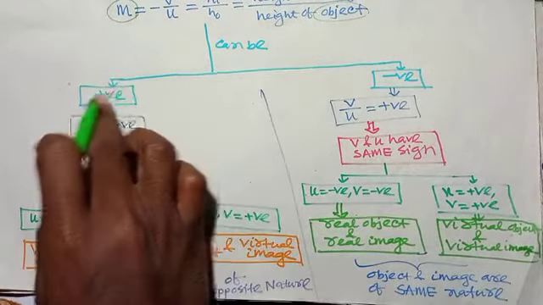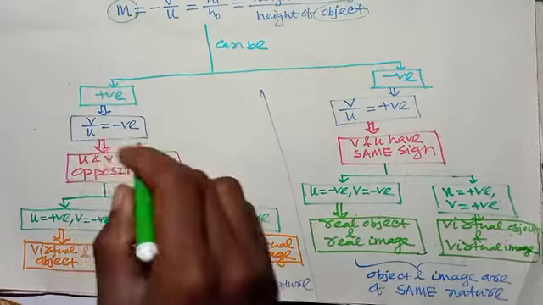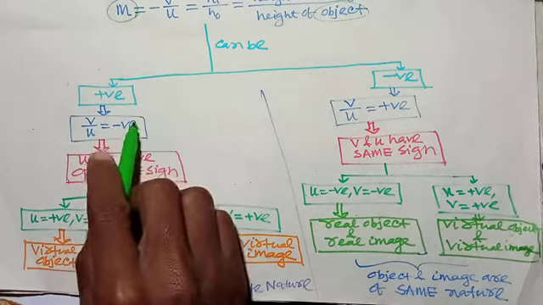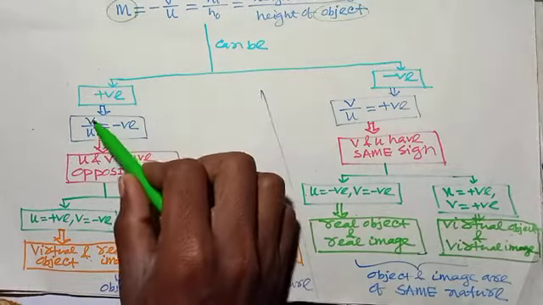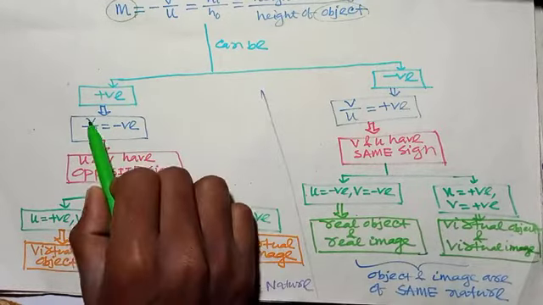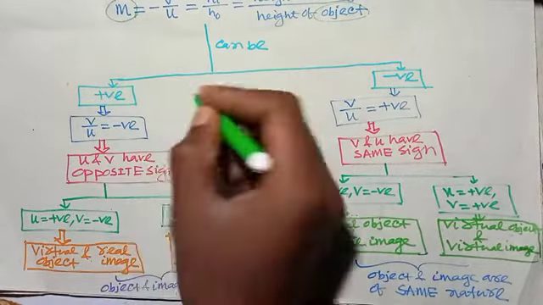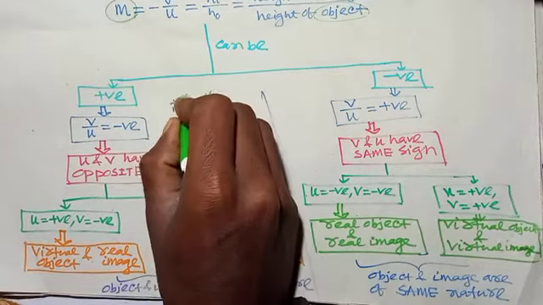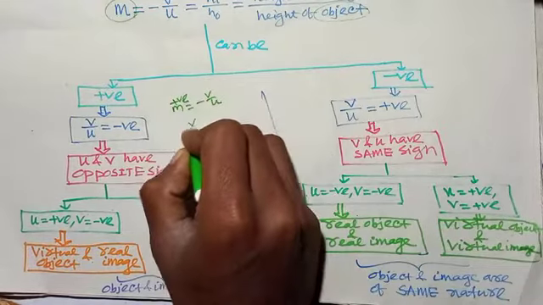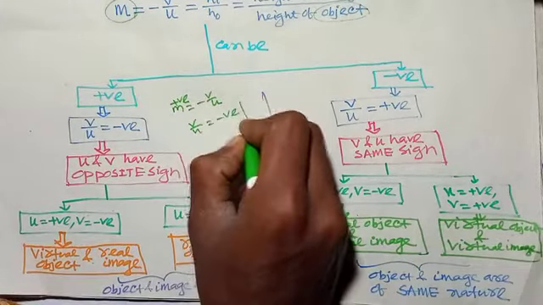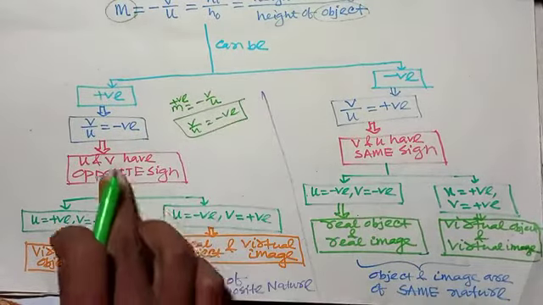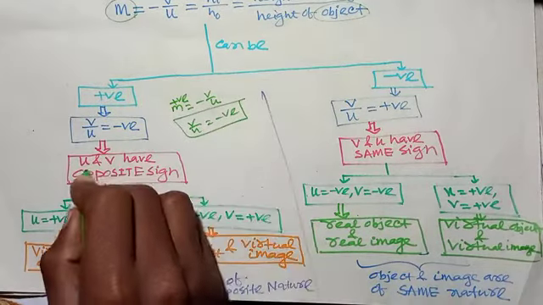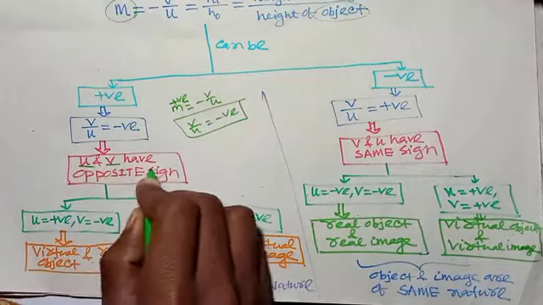So when m is positive, in that case the ratio v upon u will be negative. Since m equals minus v by u, and m is positive, the v by u will be a negative quantity. Now since the ratio v by u is negative, therefore u and v have opposite sign.